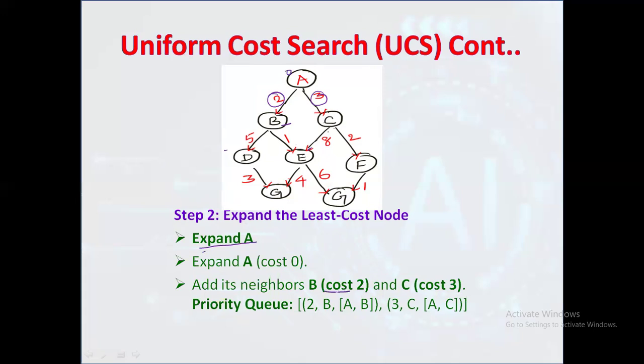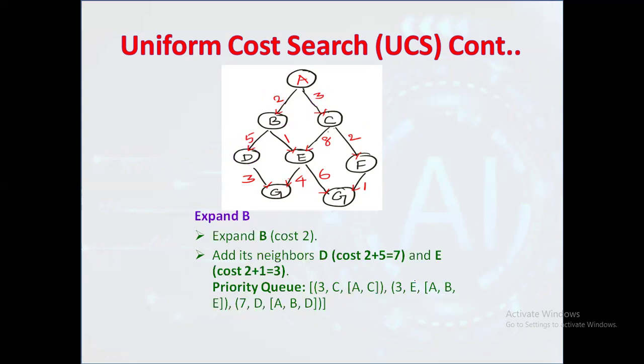Expanding B adds its neighbor D as 2 plus 5. Before that, the priority queue is 2, B, AB, and the next node is 3, C, AC. Next we are going to expand B from this, since its cost is lower compared to the 3 of node C. So next we are going to expand B.